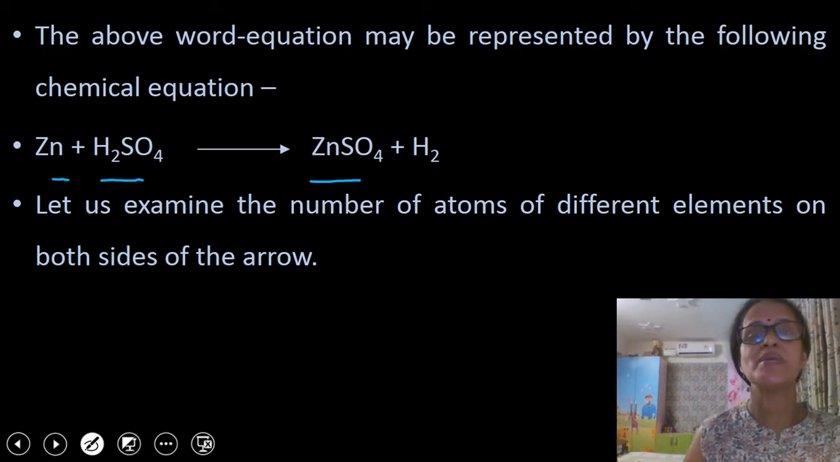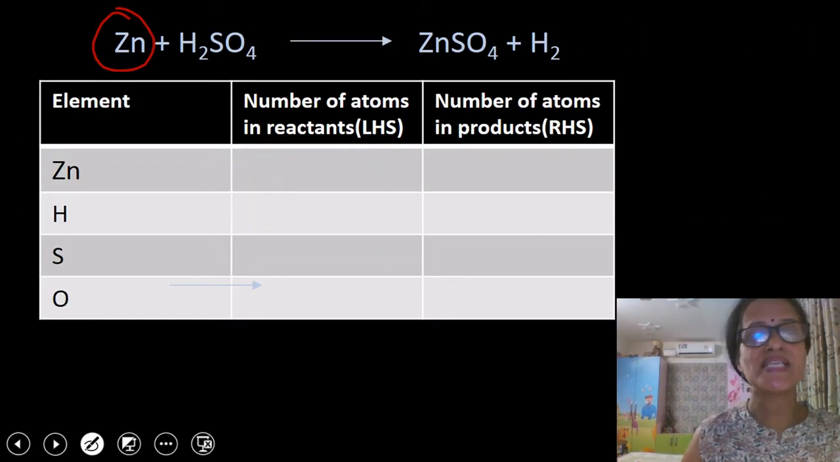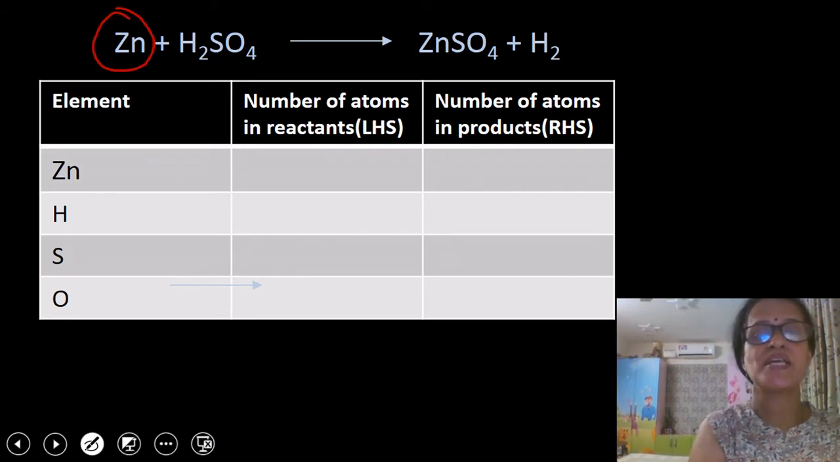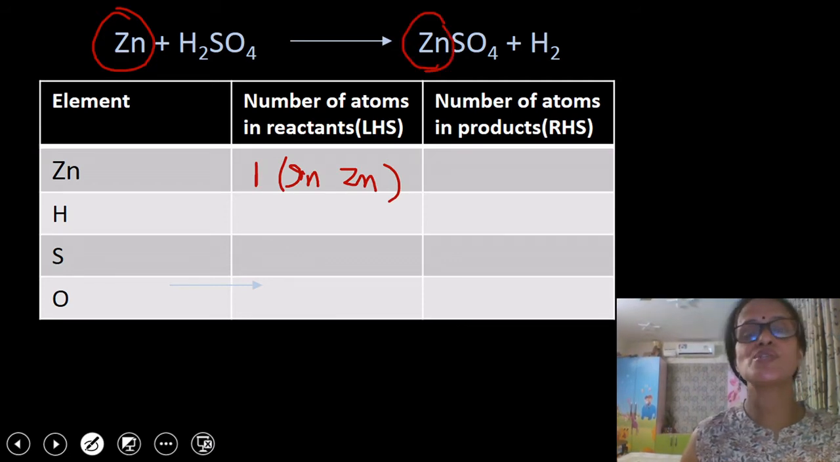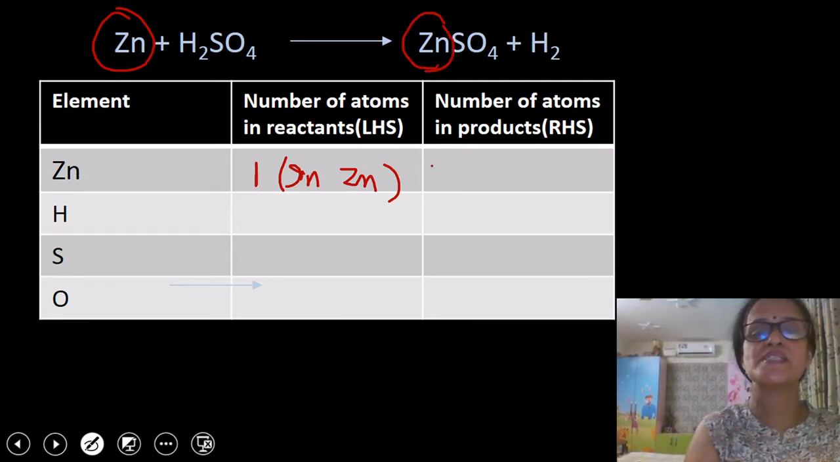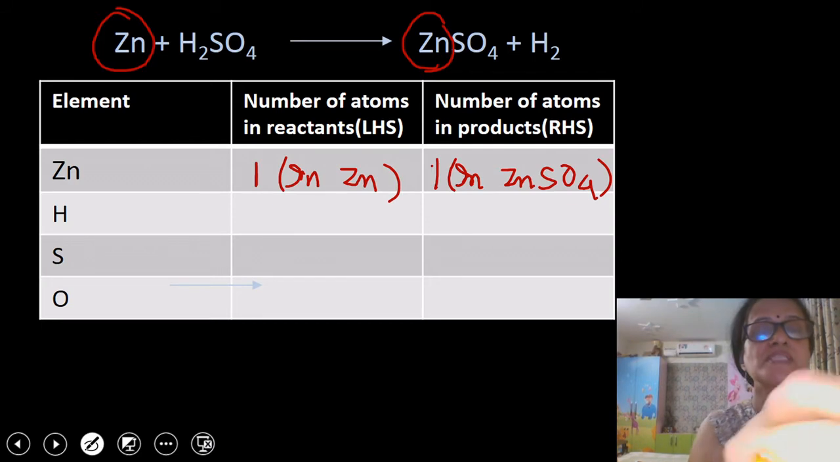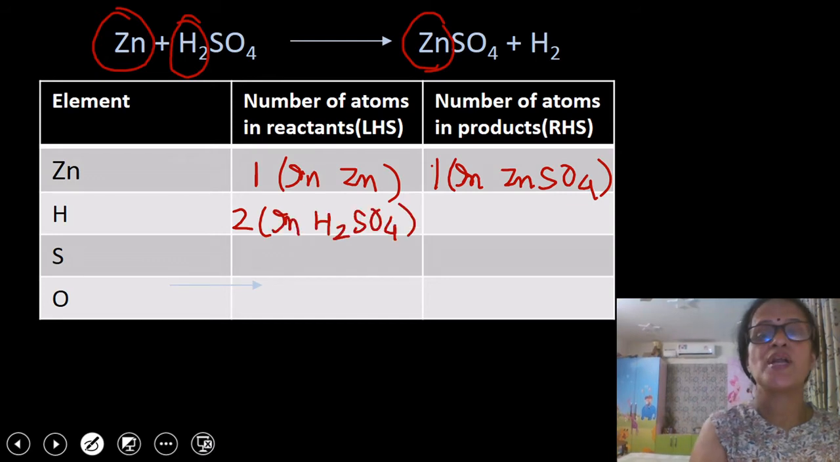Now we will examine the number of atoms of different elements on both sides of the arrow. Students, you can see that only 1 atom of zinc is present on the reactant side. So I am writing here the number of atoms of zinc in the reactant is 1 in Zn. Now on the product side also you can see that only 1 atom of zinc is present in ZnSO4. Now consider the hydrogen atom. Students, on the reactant side we have 2 atoms of hydrogen in H2SO4. Now look at the product side. On the product side also you have 2 atoms of hydrogen in H2.